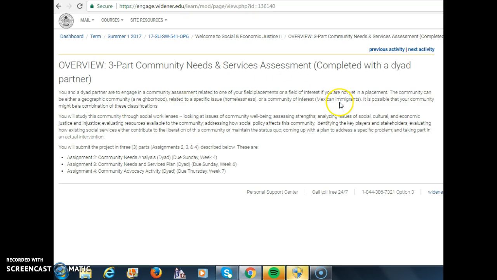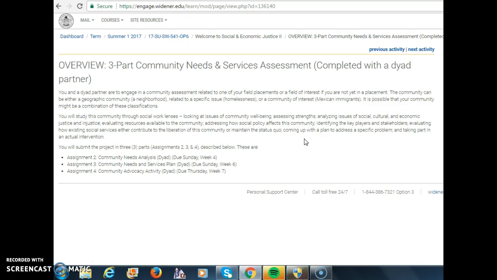Or maybe I'm interested in LGBTQ populations and I live in Philadelphia. So I'm specifically interested in looking at LGBTQ communities in the Philadelphia community. My point is that your community can be a combination of these types of communities, and that's all going to depend on the interests of you and your partner. Once you've identified your community, and you will be doing that in week 2, if you have any questions about whether what you're thinking about meets the criteria of a community, you can certainly feel free to email me and we can talk that through. But you'll be identifying your community in week 2.